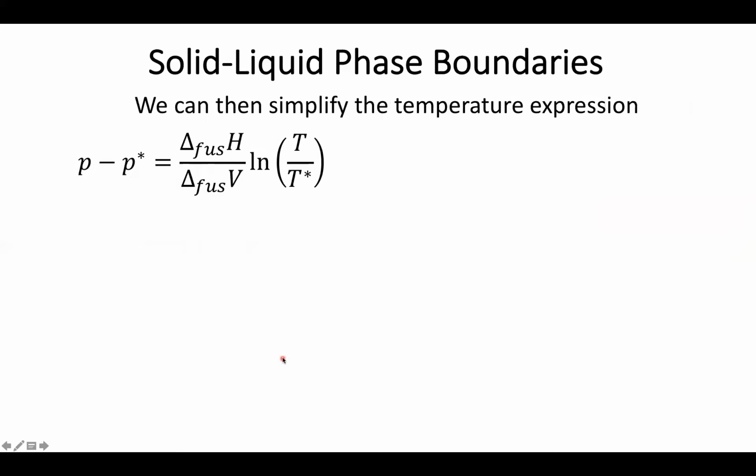However, we're going to likely want to end up simplifying this expression a little bit. And from here, we're going to make use of some mathematical identities. Specifically, what we're going to want to do is simplify this natural log of the ratio of the two temperatures.